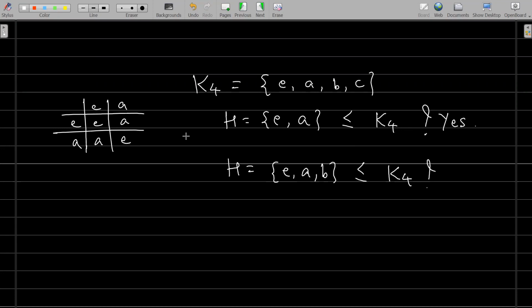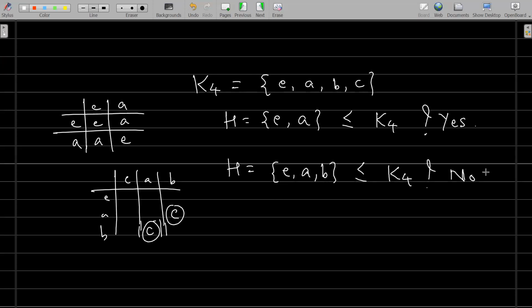So what about the second one, EAB? No, EAB is not a subgroup, right? The trouble is with the product of A and B, right? If I take particularly A into B, that is C, B into A, that is C. So we get something outside the set, right? So this is not a subgroup. Fine. I hope this idea is clear.